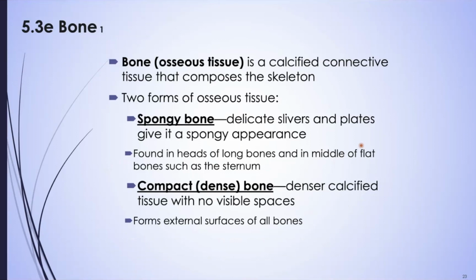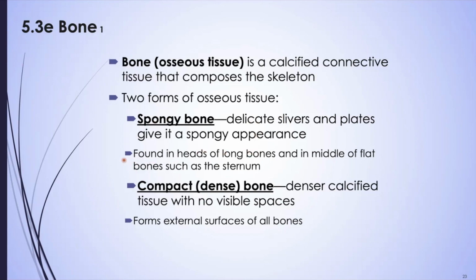That's going to be bone or osseous tissue. Bone, osseous tissue, is calcified connective tissue that composes the skeleton. You've got two types of osseous tissue. You've got yourself some spongy bone and you have compact bone. And it's exactly in the name, so it should be real easy to do. Spongy bone looks exactly like a sponge. It has these little slivers and plates that give it that appearance.